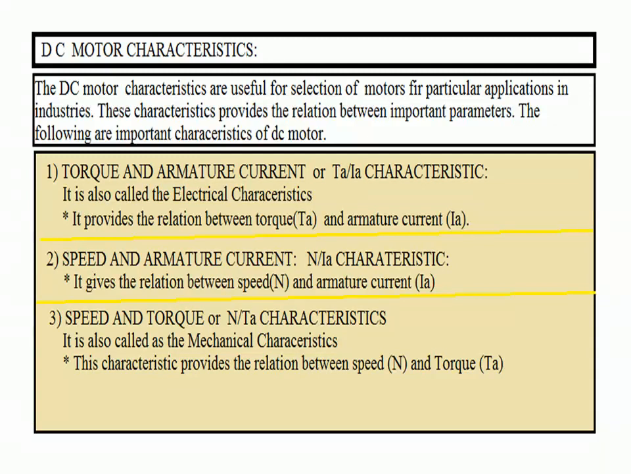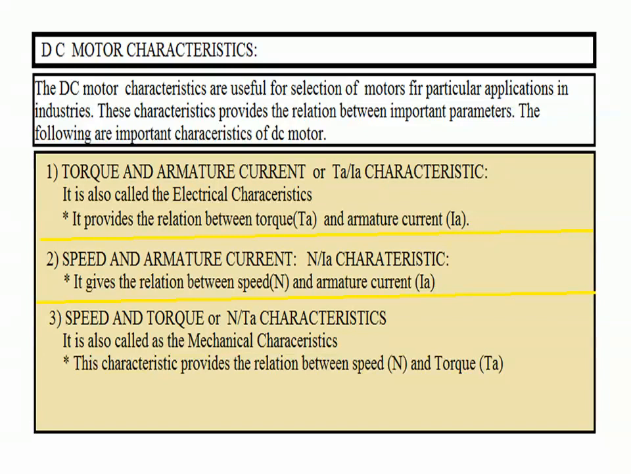So, number one, torque versus armature current characteristics. It gives the relation between torque and armature current parameters. So, it is also known as one of the electrical characteristics. Number two, speed versus armature current. The name itself gives the variation of speed with respect to armature current in a motor.